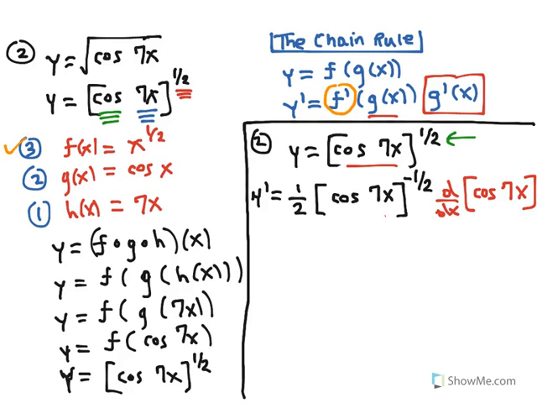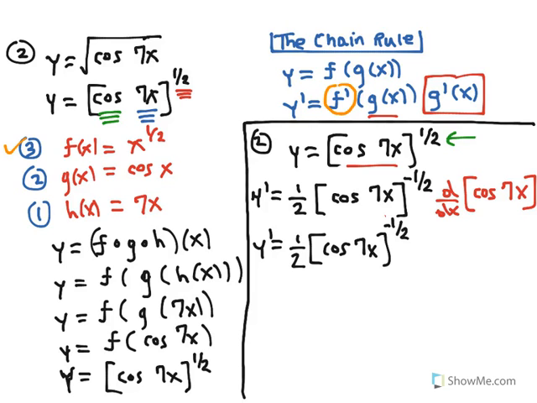So you have to find this derivative by using the chain rule again. Whenever you have a composition of three functions, you have to apply the chain rule twice to find the derivative. So now we have y prime is equal to 1/2 times cosine of 7x to the negative 1/2.